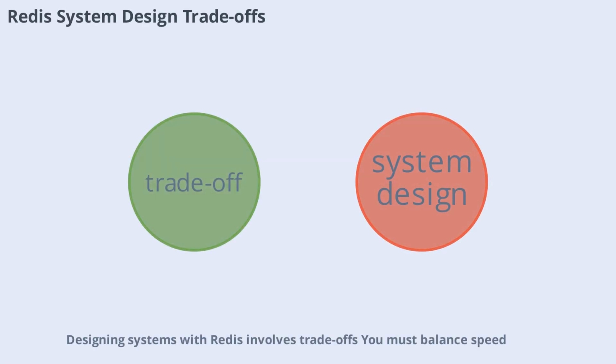Designing systems with Redis involves trade-offs. You must balance speed, consistency, availability, and complexity. Removing or misconfiguring components can have costly consequences. Always consider the disadvantages and limitations of Redis and its features before integrating it into your architecture. Thoughtful design leads to robust, scalable systems.